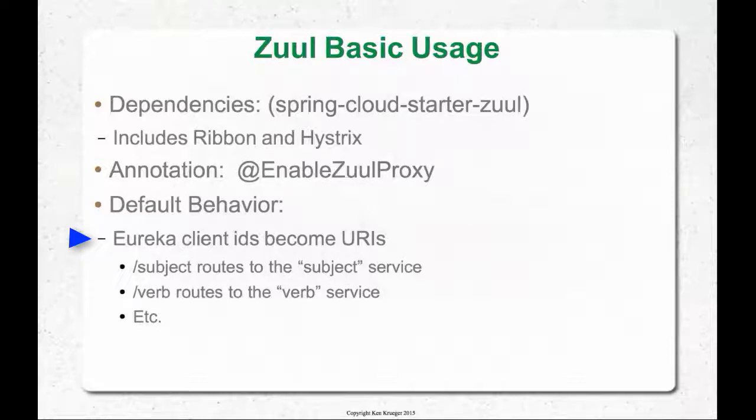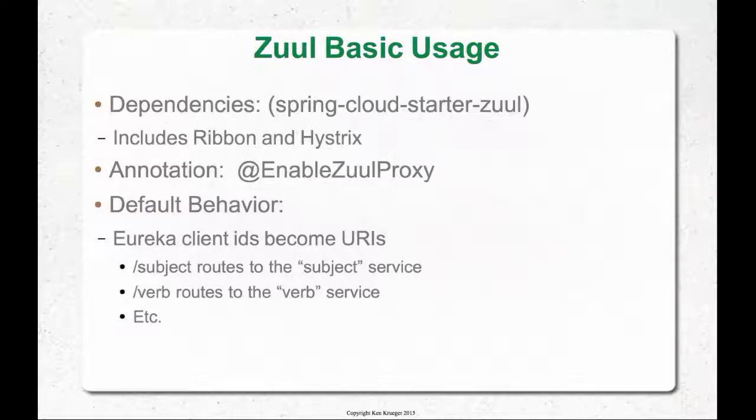The client IDs are used to build URIs to the actual backend services. So in our example, Zuul would collect the service IDs and find one called subject. It would then define a URL mapping to /subject that would call the subject service. The verb service would be encountered, and it would set up a URL mapping to the verb service. Any traffic sent to those URL mappings would be immediately routed to the real service.